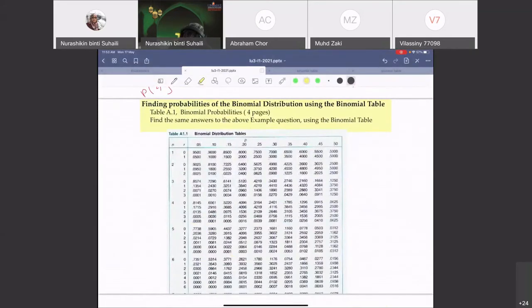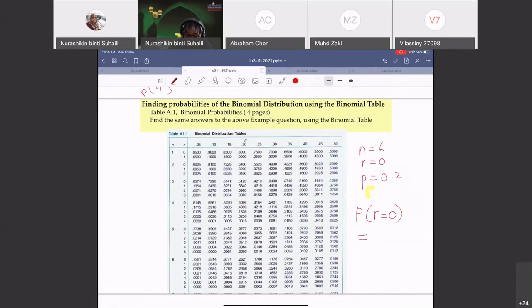The information is still the same. R is 0, N is 6, and P is 0.2, right? So if I want to find the P when R equals 0, how am I going to analyze it from the table directly, which is actually much faster? This is the binomial distribution table. It's actually the same table that we used for sign tests last time.